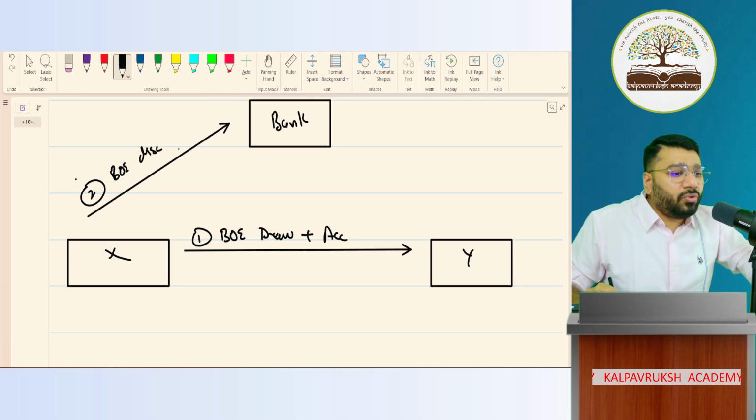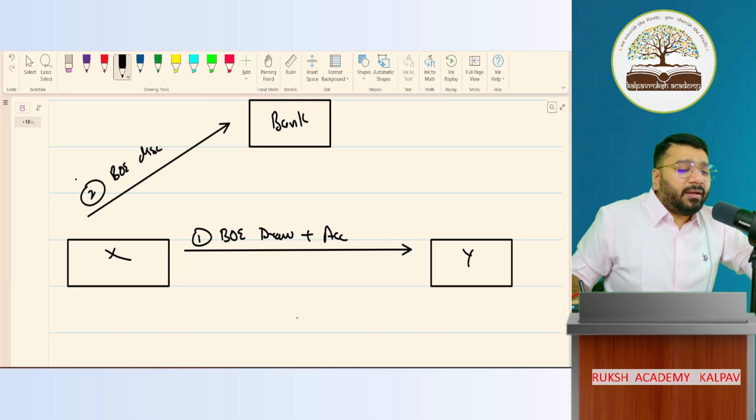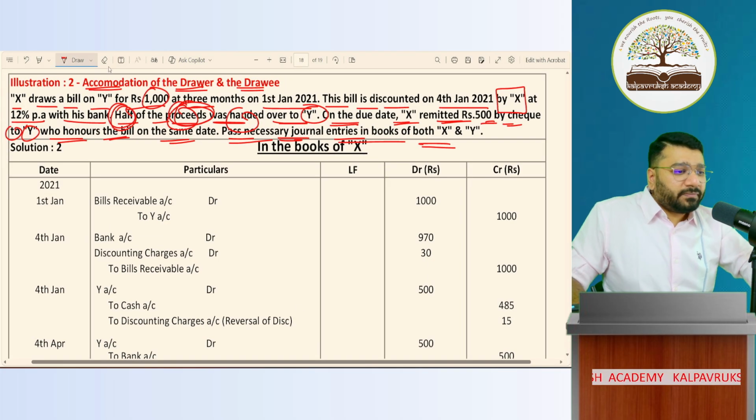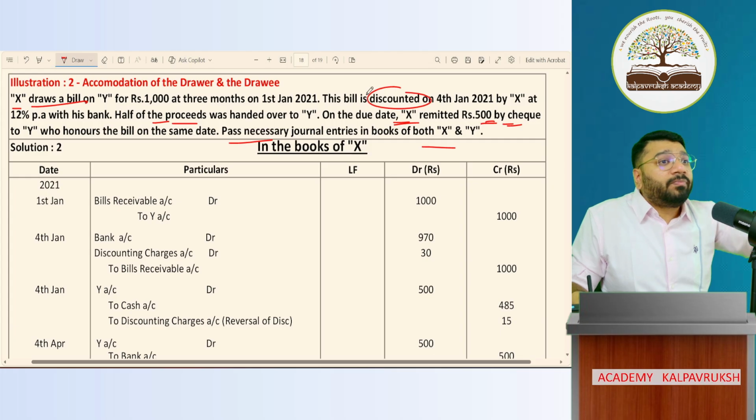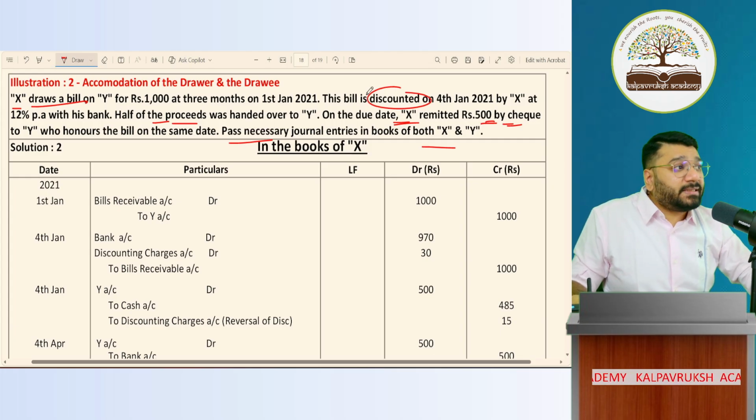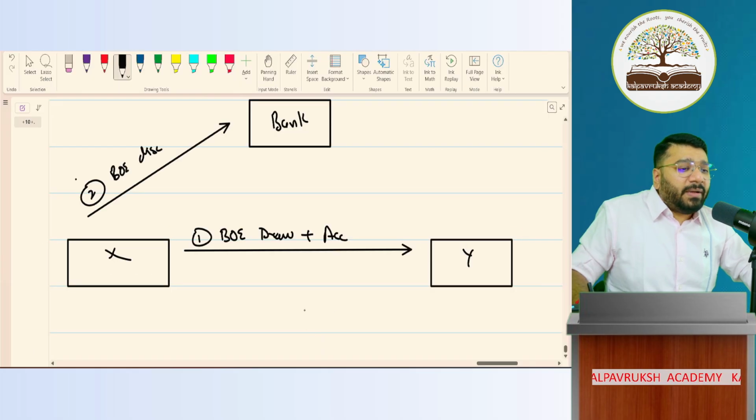Yes or no? Okay. I want to set the order of the question. In the question, what has happened in what order? That is what I'm trying to present in the diagram. So first one, the bill has been drawn. Then bill is accepted. The bill is discounted. After bill discounting, the full money is with whom? X. In that, half is handed over to Y.